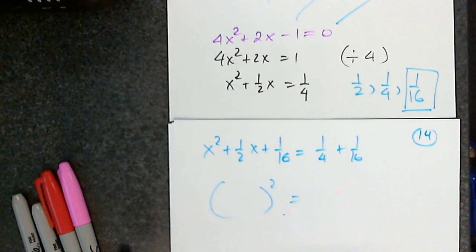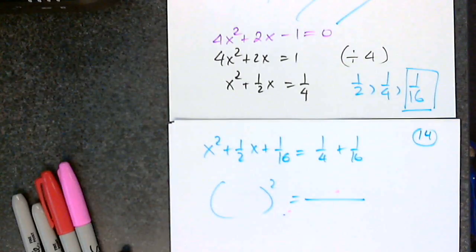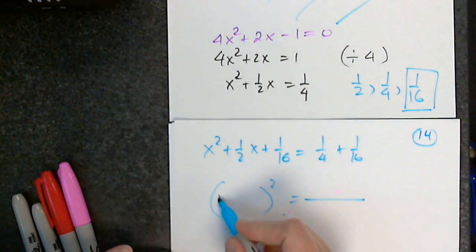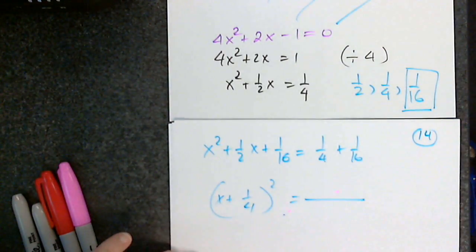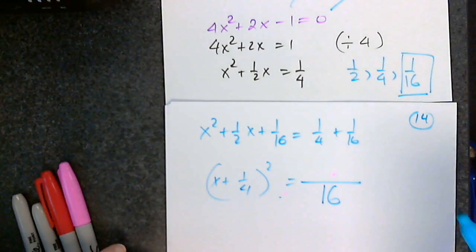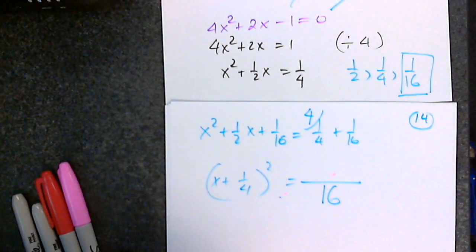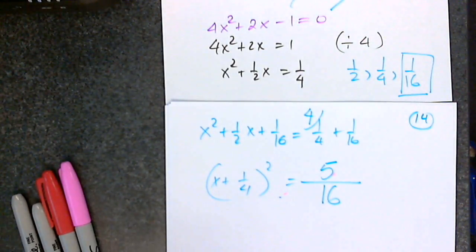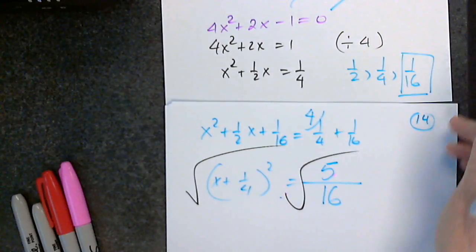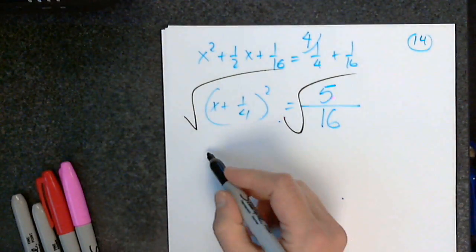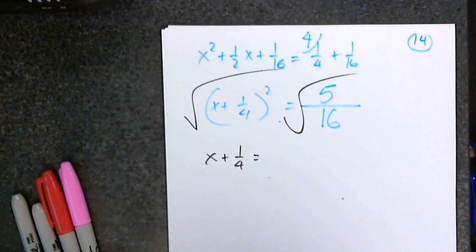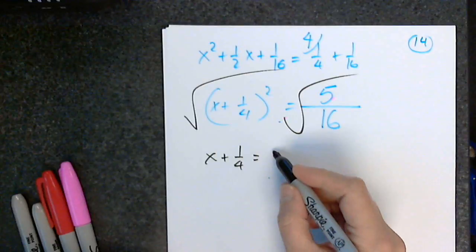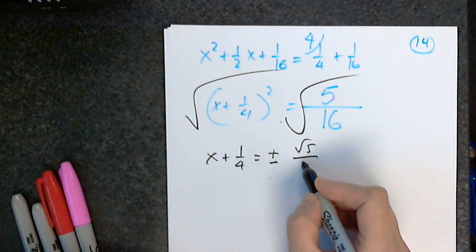This left-hand side is a perfect square now. x plus 1/4, very good. And here the least common denominator is 16, and I have to multiply the top by 4. 5/16. So I cannot finish unless I remember that I need to take the square root. And this is x plus 1/4. And if I forget something very important, then I don't. Plus and minus the square root of 5 over 4.